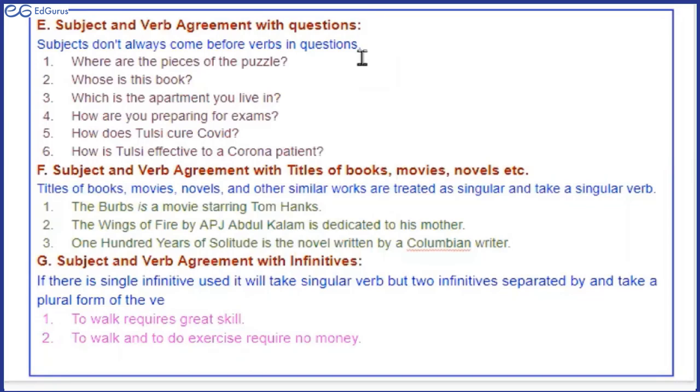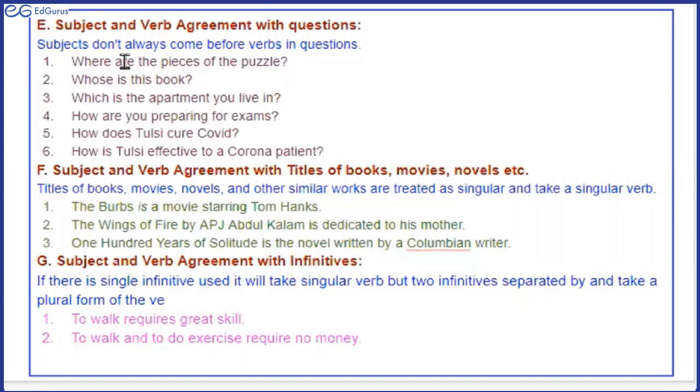But in questions, it is not so. In W-type questions, along with how also, mostly what happens? First comes the verb and then the subject. Now look here. Where are the pieces of the puzzle? The pieces of the puzzle is the subject, but that comes later, and first comes the verb, are.